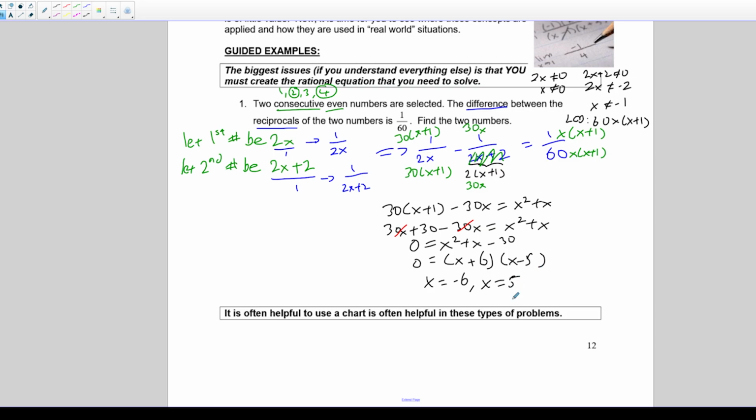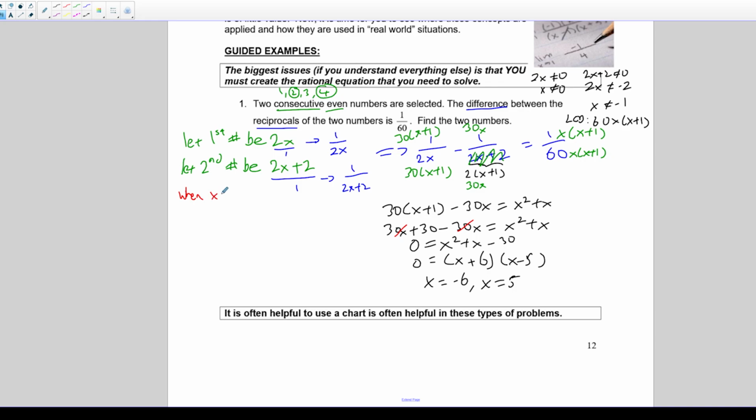So here is the part where a lot of people get really confused and you're like, well, it doesn't make sense. We can't have 5 as an answer. And you're correct. We can't have 5 as an answer because that's not an even number. But remember, we have already defined our first number to be 2x. So let's go ahead and do this.